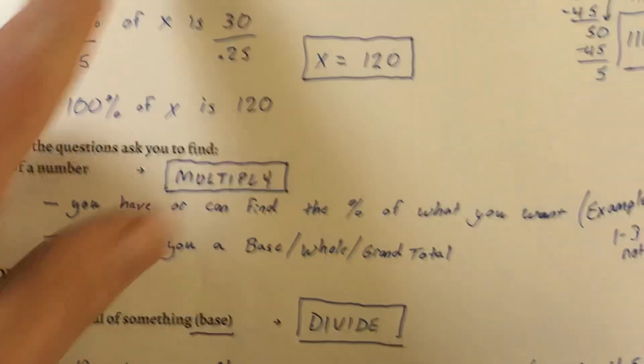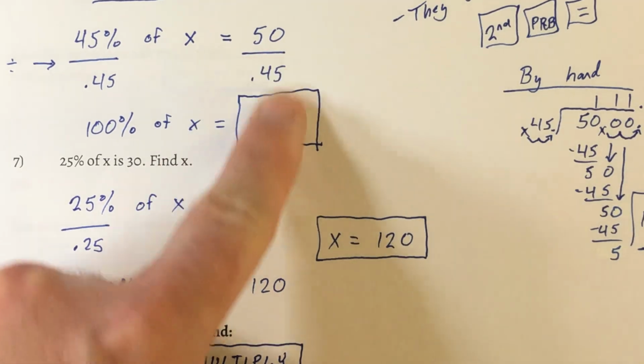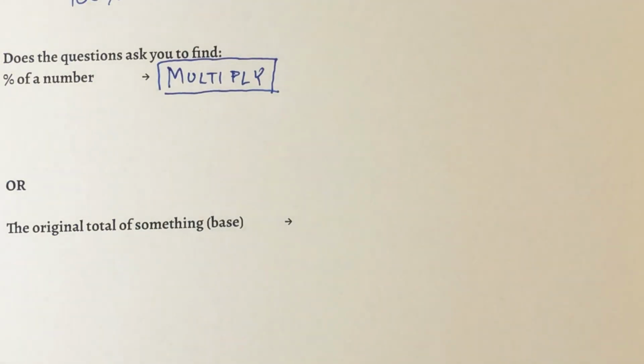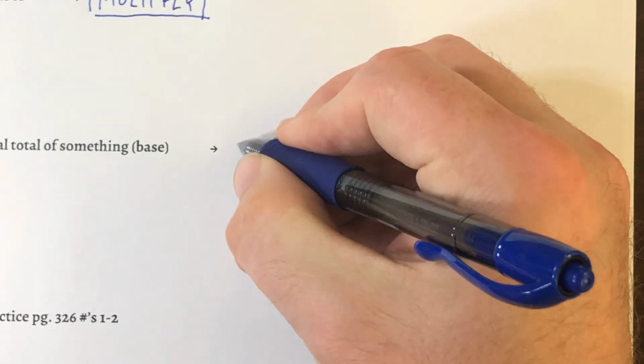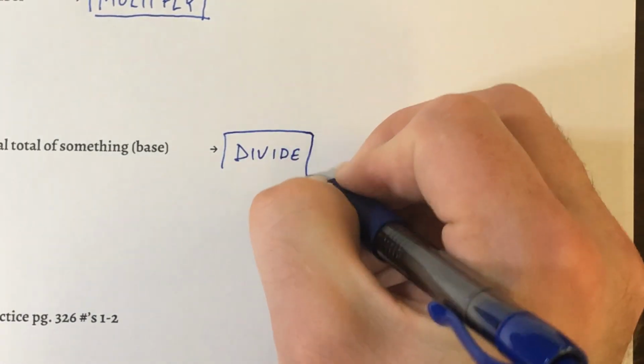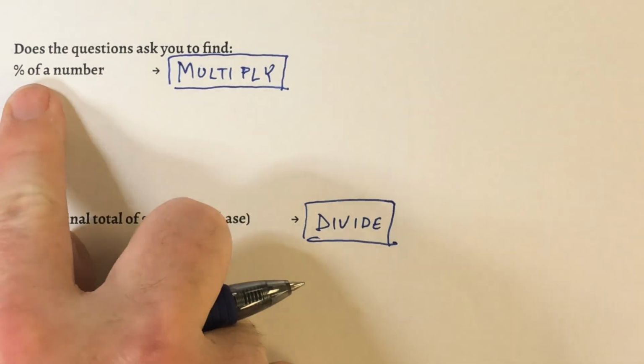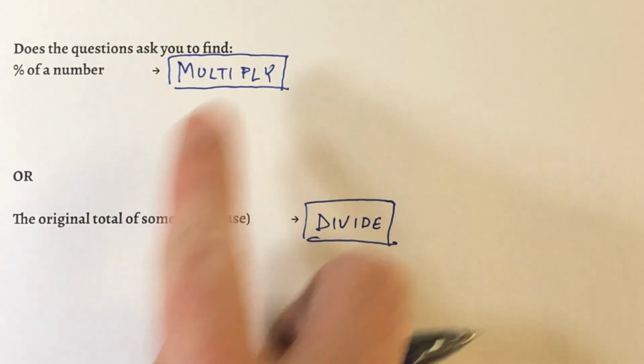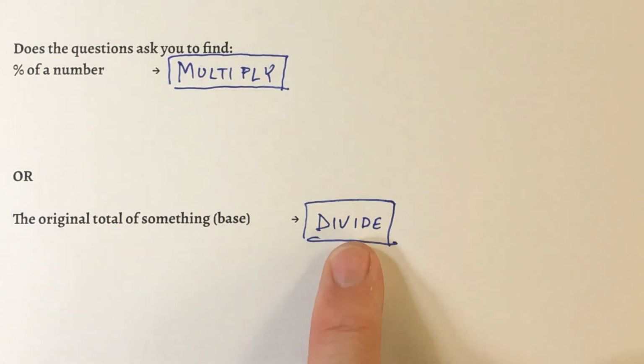So here are our last examples of bases. Again, dividing. So division. So if you're finding a percent of a number, you're going to multiply. If you're finding a base, you're going to divide. Those are your overall rules. There is more to it.